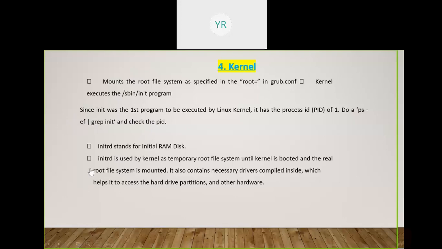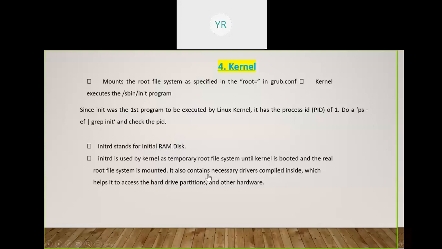Okay, so before executing that, what the kernel will do is mount the root file system. Before doing that, it will mount a temporary file system that is known as initrd. Initrd stands for initial RAM disk. What this initial RAM disk is, it is a temporary root file system until the kernel is booted. So before the kernel is booted, it will load the init RAM disk, initrd.